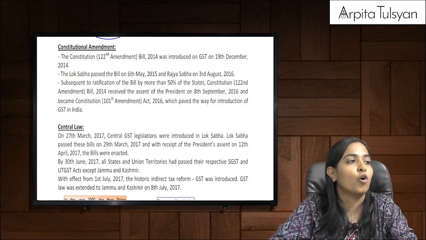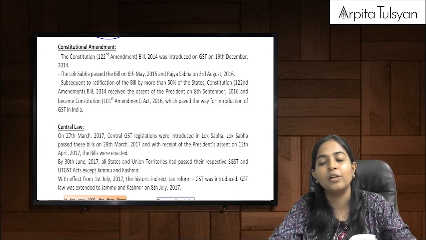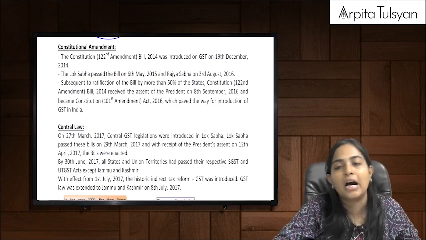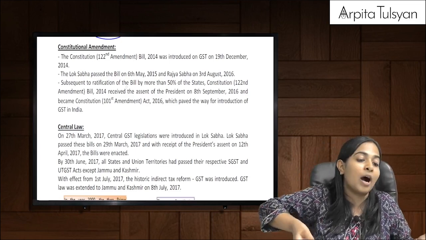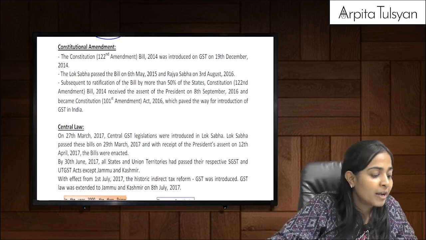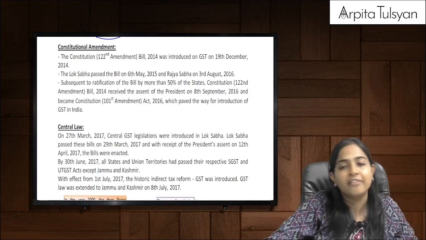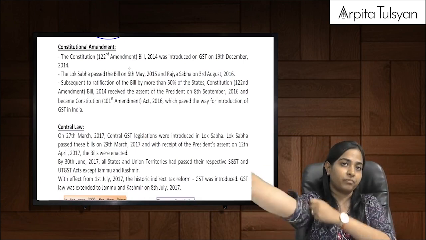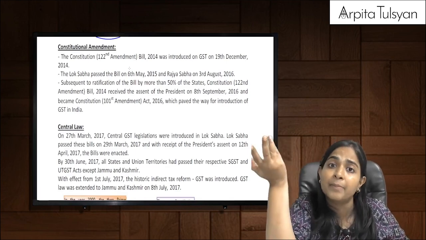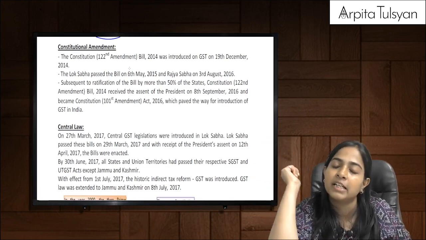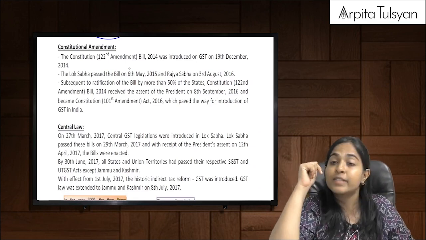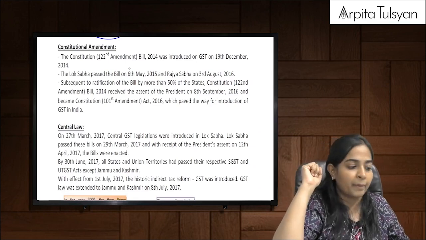So for this also, first of all, they thought that we should do a constitutional amendment, means they had to make amendments in India's constitution. Okay, ma'am, why was there a need to make a constitutional amendment? They could have passed a GST bill, and then the GST bill could have been converted into the GST Act. We could have done it that way. So what was the need to do a constitutional amendment?